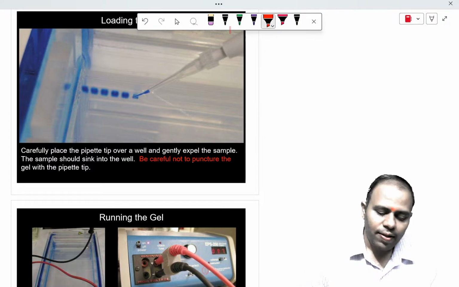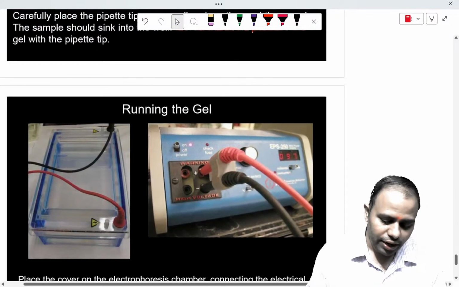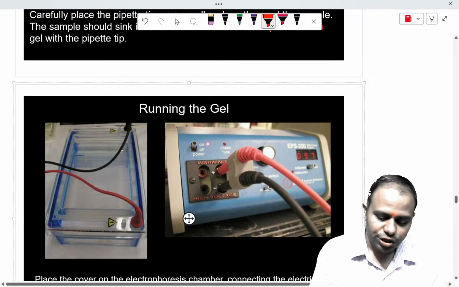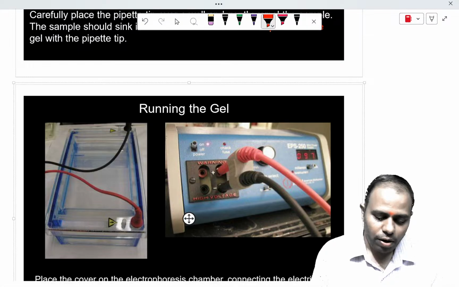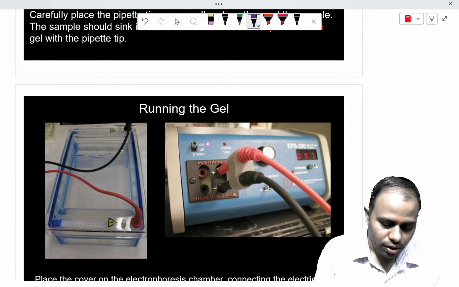Then we have to start the electrophoresis. You can see here both the positive and negative terminals are attached to the power pack, and the electrophoresis is started. This is the DNA sample. I hope it is visible to you. Let me make it darker. This is the DNA sample that will move forward like this.